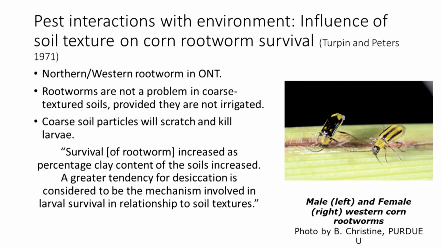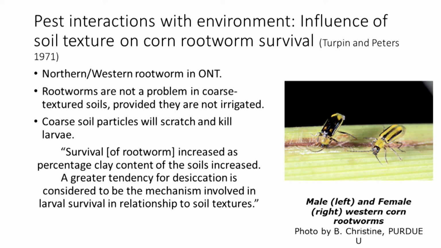Pest interactions with the environment. A classic one is the influence of soil texture on corn rootworm survival. So there's a number of different classes or types of corn rootworm. There's northern, western, and southern. The northern and western types are most common in Ontario. Look, I'm no expert here, so maybe they're different species, I'm not sure.